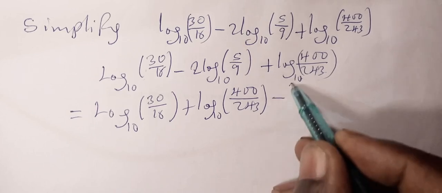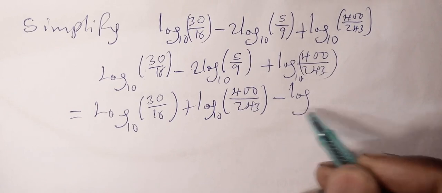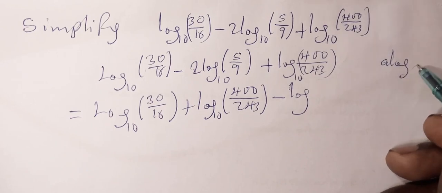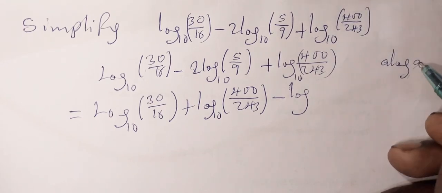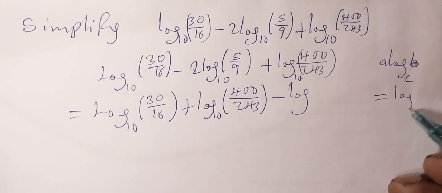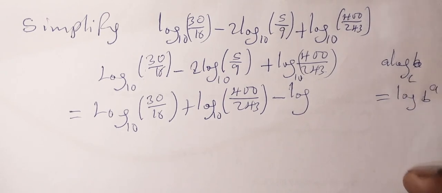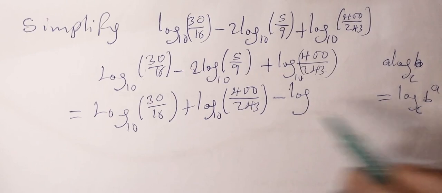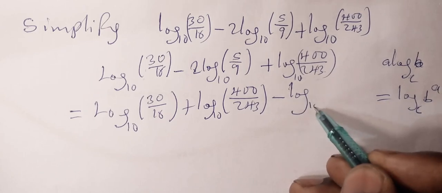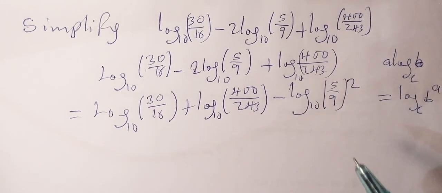Then we have minus, you take this 2 to the other side, which will give us log. According to the law of log, that if you have a log b base c, this is the same thing as log b to the power of a, base c. So as a result of that, we'll take this to this so that it will be 5 over 9 to the power of 2.